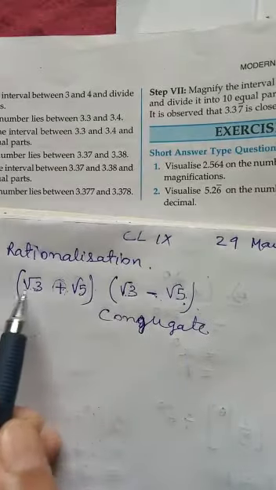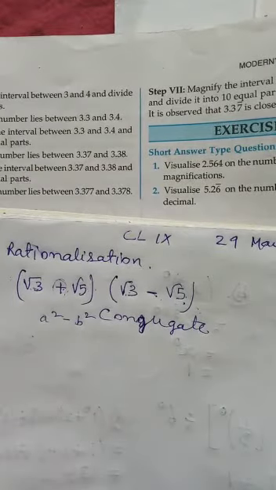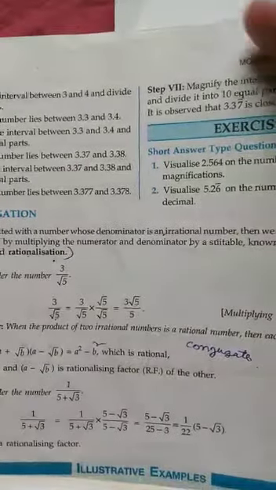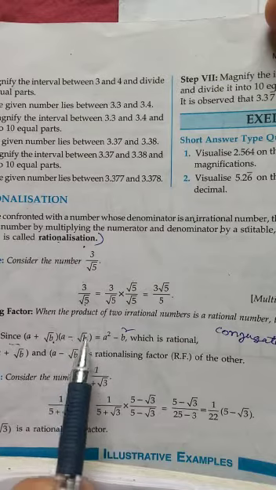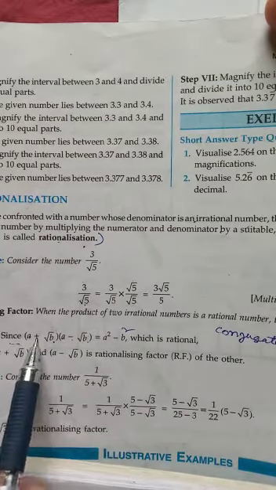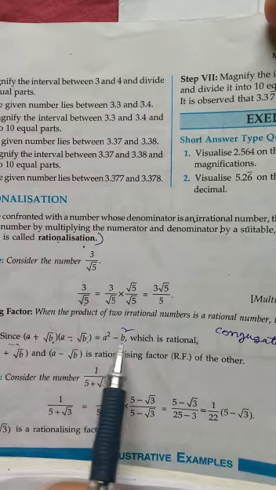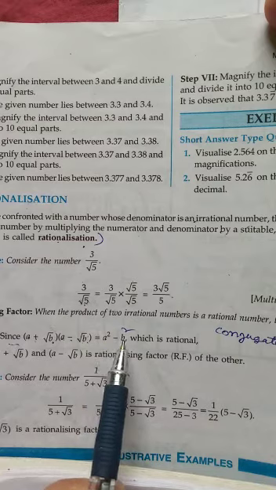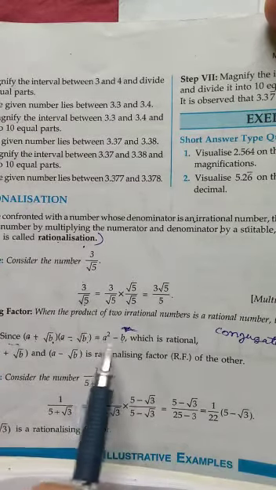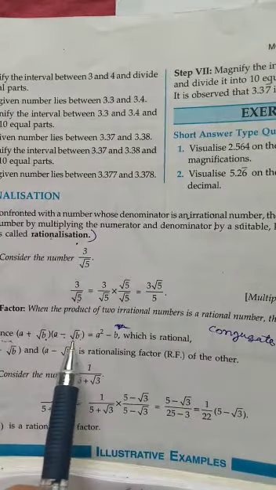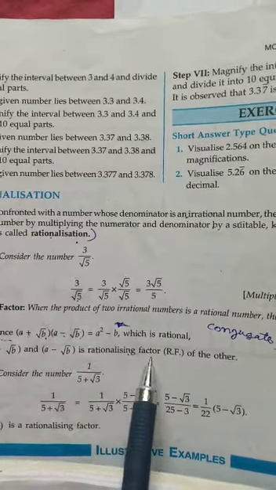After this, what can we do? We can use a formula: A plus B, A minus B becomes A square minus B square. The minute we apply the formula, the square root will disappear. So if we have A plus square root B, we multiply with A minus square root B. The number should be the same, only opposite in sign. If you have plus, multiply with minus. If you have minus, multiply with plus. Then we apply the formula, and the answer is written in the form A square minus B square. Here, square root B into square root B becomes only B, and you see no more square root. Such numbers we call conjugates of one another, and they also become the rationalizing factor of one another.